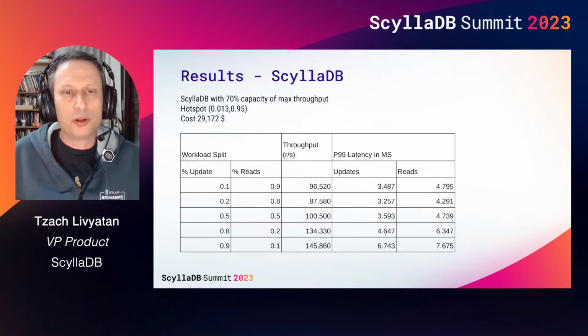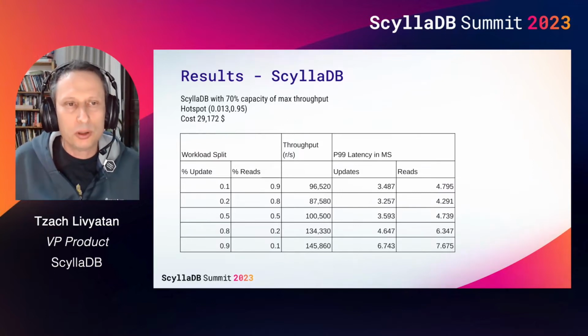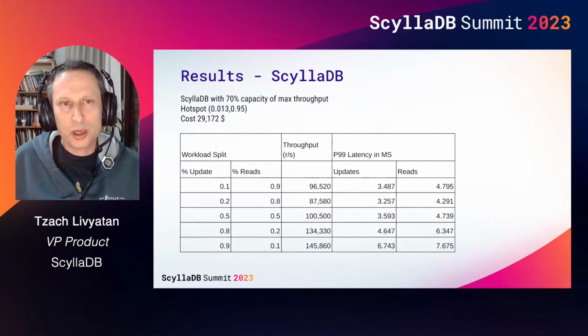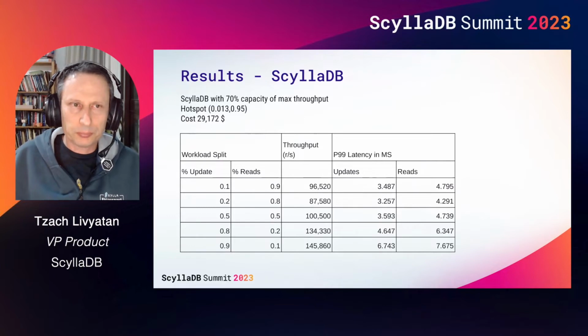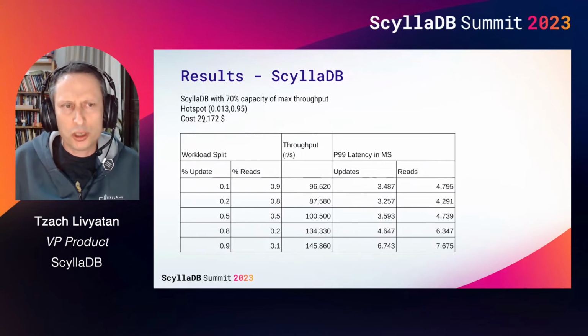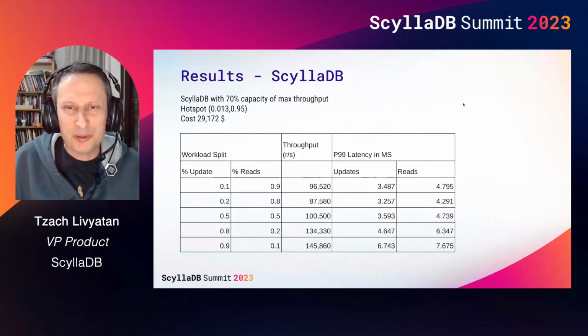So without further ado, let's jump to some results. This is a result that we got from the Scylla cluster that I mentioned earlier, of 3 nodes. The cost, by the way, of such a cluster for a year is around $30,000, which is not much. Spoiler alert, we're going to see the DynamoDB cost for a similar throughput.